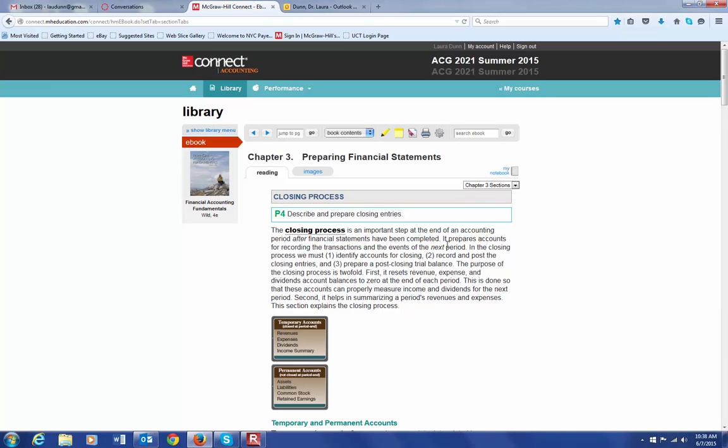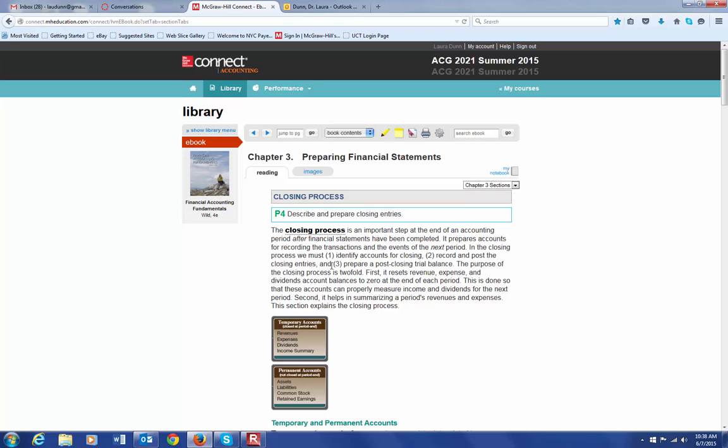Alright, now, the next step is, again, rather confusing. It's what's called the closing process. And this is going to be some stuff that you just have to memorize until you understand how it all fits together. But the closing process is an important step at the end of an accounting period, after all your financial statements have been completed. What it's doing is it's preparing your accounts for the next period.